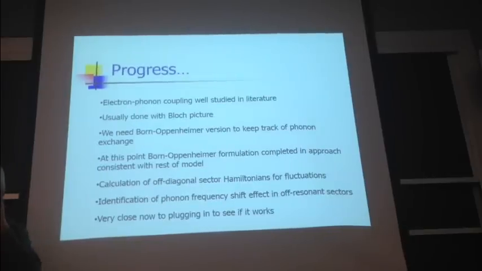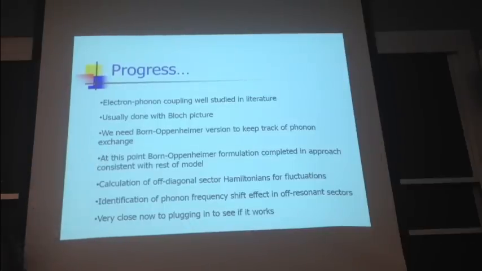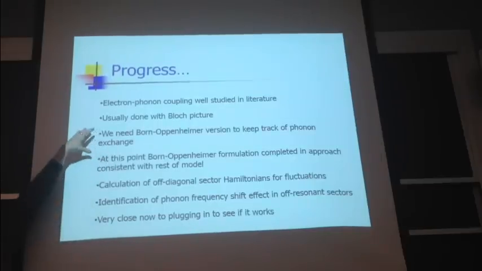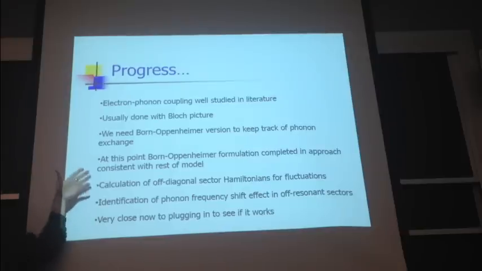By now, I downloaded a couple hundred papers. I've been reading them, and finally I've understood them. Usually electron-phonon coupling in metals is done in a Bloch picture. But I need to do more Born-Oppenheimer in order to make sure I know what the phonon is and get my phonon exchange right. So it's taken forever and a day, but we now have a Born-Oppenheimer formulation for this coupling to do the fluctuations. We've got this all worked out now.